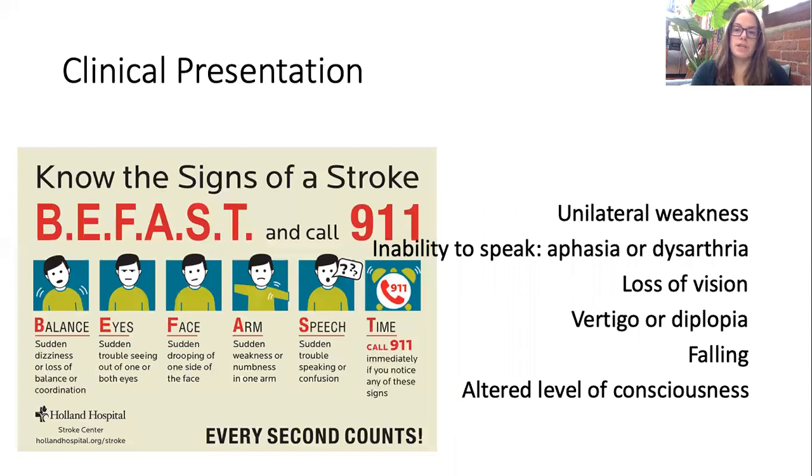Clinical presentation. Some of the most common signs and symptoms are unilateral weakness, inability to speak, aphasia, dysarthria, loss of vision, vertigo, diplopia, falling, and altered level of consciousness. In stroke, every second counts. It's important to recognize the signs and symptoms early and call 911 immediately.